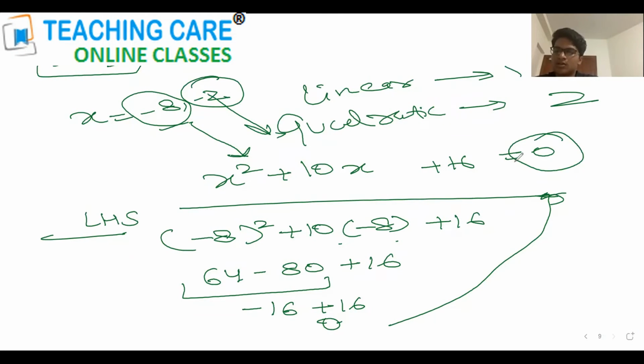Other than these two numbers, there is no other number which can give us 0 on the left-hand side. Got it? So that's why they are known as solutions of the equation.